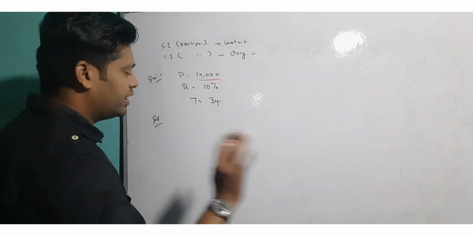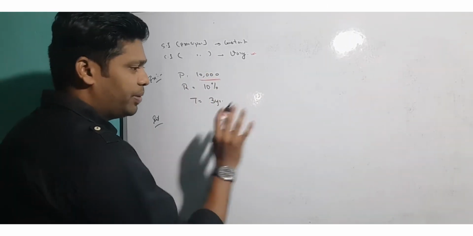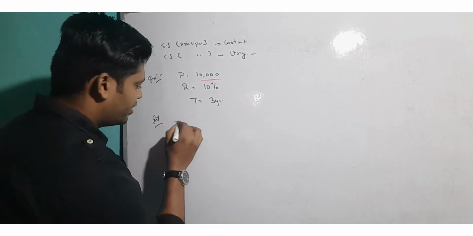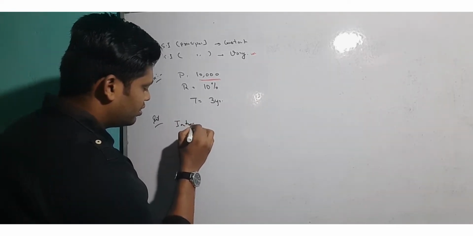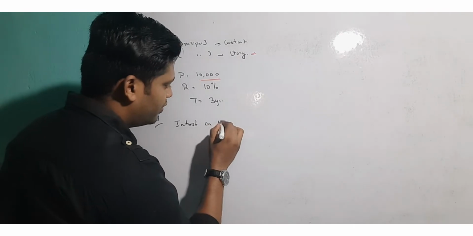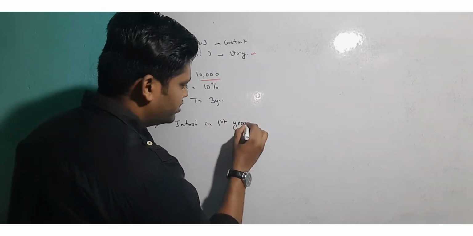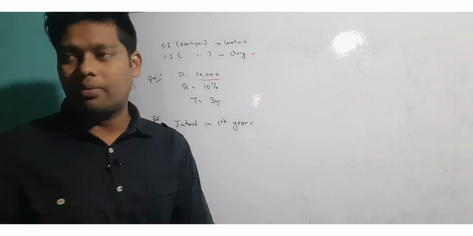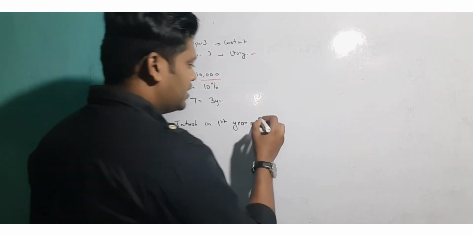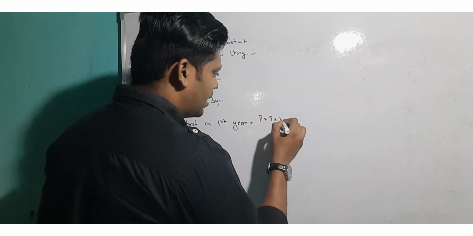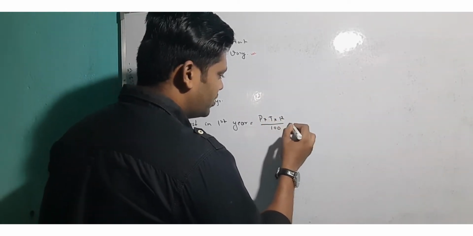The principal is 10,000, the rate of interest is given, and the time period is given. So first I will find the interest in the first year. What is the interest in the first year? It is P into T into R by 100. Okay, so the principal is how much?